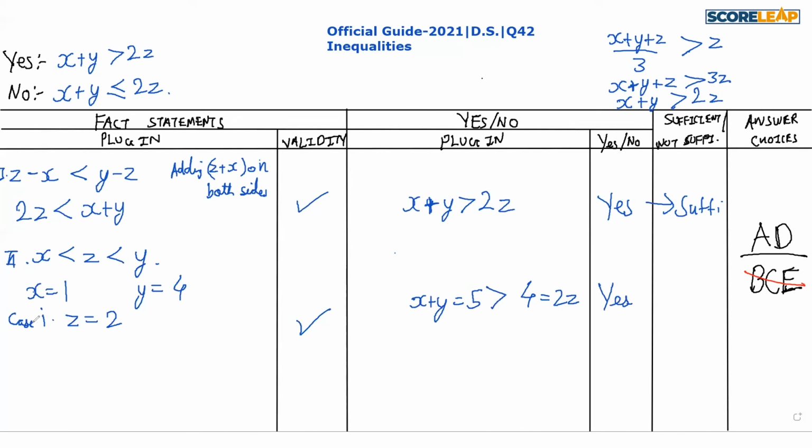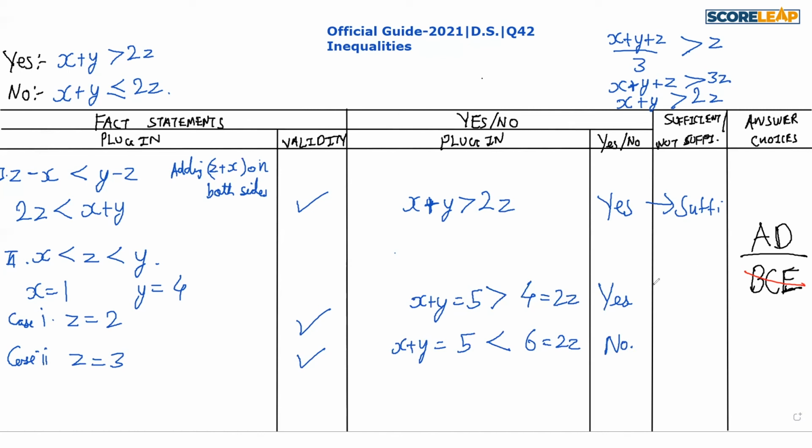Yes, let us try. Let us take case 2, with the value of z as 3. The values of x and y are 1 and 4 respectively, but z is 3. Can we take z equals 3? Yes, because 3 is between 1 and 4. Now x plus y is equal to 5 again, and 2 times z is 2 times 3, which is 6. So in this case 2z is greater, and I got a no over here.